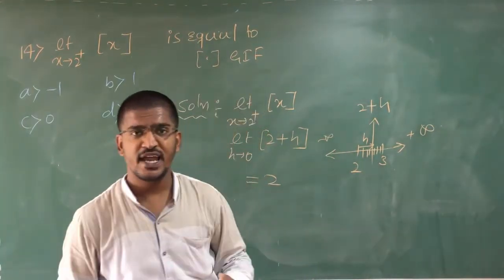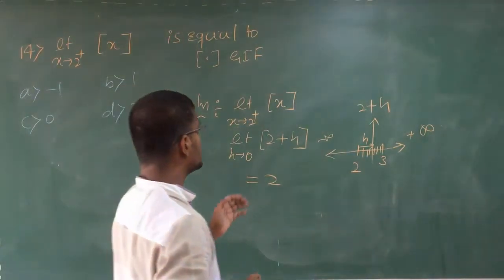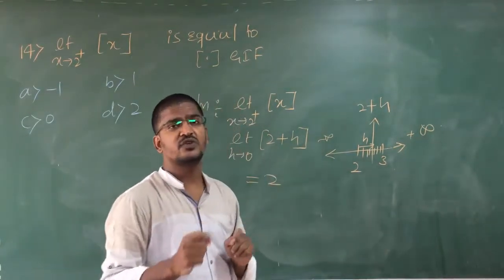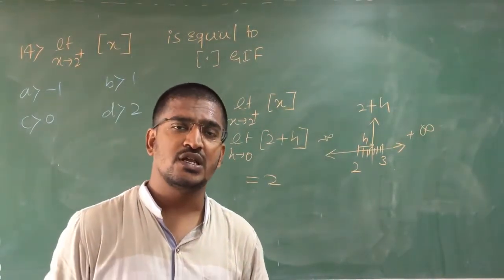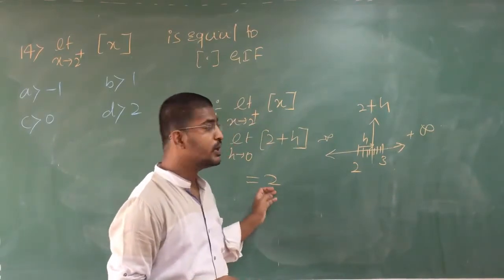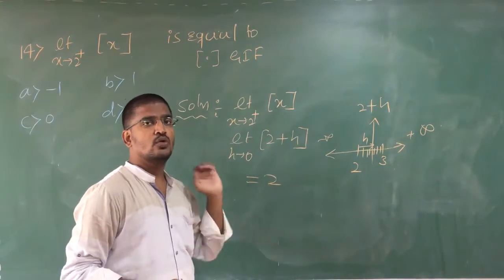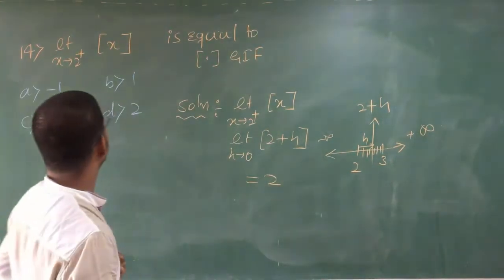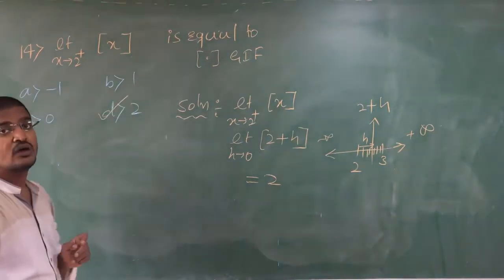If you don't understand, see my previous video. At last I have discussed what is the greatest integer function, the definition of the greatest integer function, and examples. So you have an idea of how it is going to be equal to 2, because it is in between 2 and 3. So it will be 2. Clear? Next, what is your answer here? So it is 2.